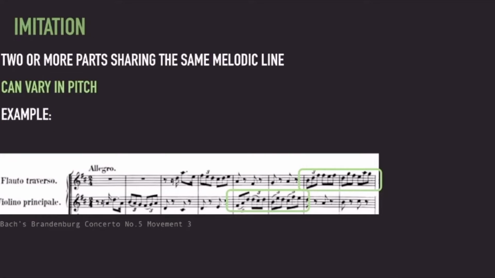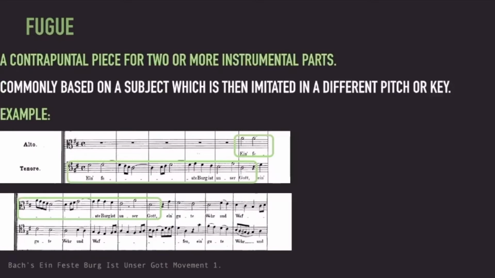Imitation is where 2 or more parts share the same melodic line but can vary in pitch, and here is an example. Fugal texture is a contrapuntal piece for 2 or more instrumental parts which is commonly based on a subject and then imitated in a different pitch or key, and here is an example.